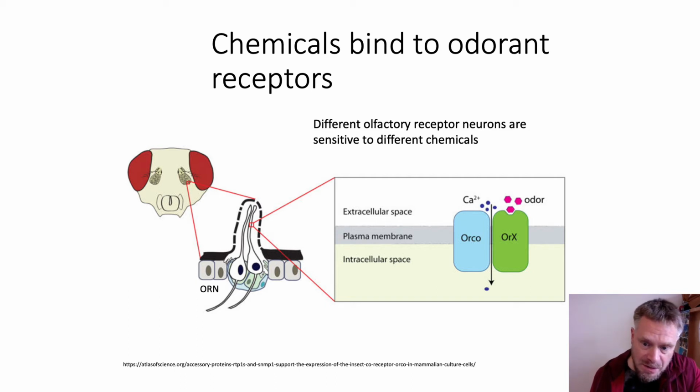So when it detects the chemical that it's tuned into, then there'll be this flow of calcium ions through the channel, which will lead to this depolarization. And as it says there, the different olfactory receptor neurons are sensitive to different chemicals.